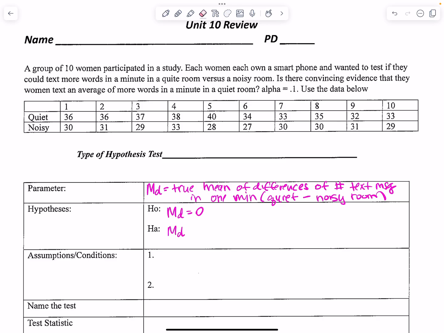It says, is it that we could do the quiet more? So we're saying quiet would be more, which would be greater than 0, since quiet would be more. So more minus less, obviously that's going to be bigger than 0.